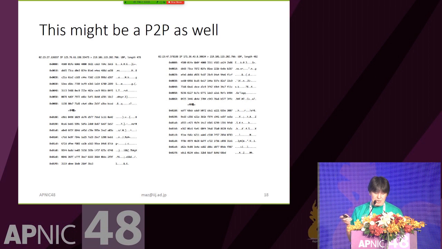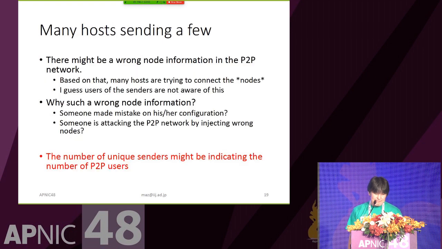And I found a similar one as well. Probably this one is also a peer-to-peer network that I don't understand, but it must be. But why do we receive such a peer-to-peer packet in our network, even though we have nothing there, right? There might be wrong node information in the peer-to-peer network, right? Based on that information, many hosts are sending us packets, trying to connect to the node. But why is there such wrong node information in the peer-to-peer network?